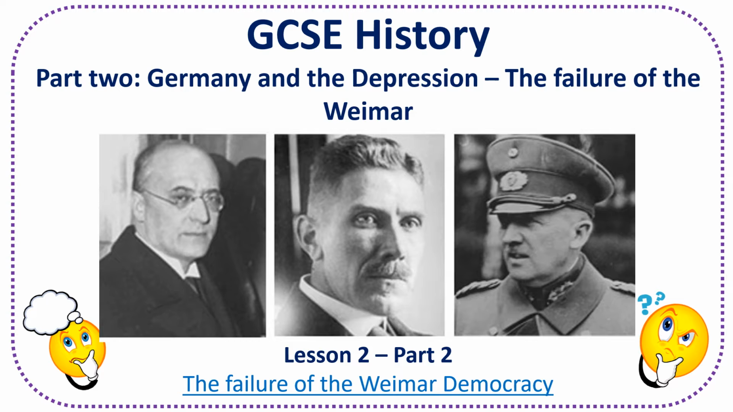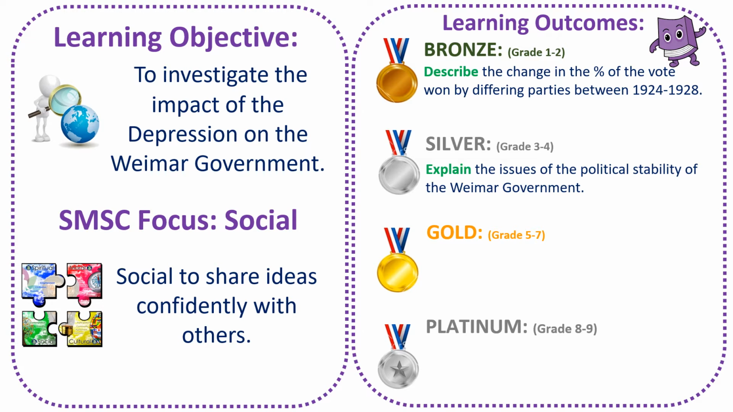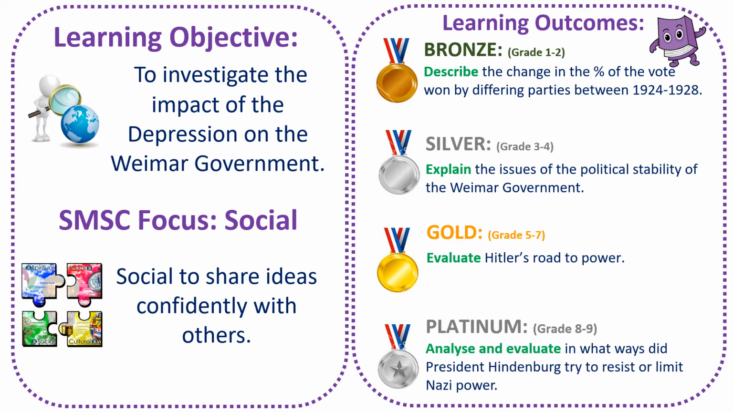The Failure of Weimar Democracy, Part 2. Our objective is to investigate the impact of the Depression on the Weimar government. All of us are able to describe the change in the percentage of the vote won by different parties between 1924 and 1928. We should mainly be looking to explain the issues of the political stability of the Weimar Republic. Some of us should be aiming to evaluate Hitler's road to power, and some should be looking to analyse and evaluate in what ways President Hindenburg tried to resist or limit Nazi power.